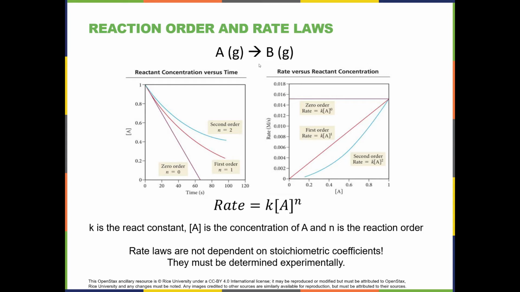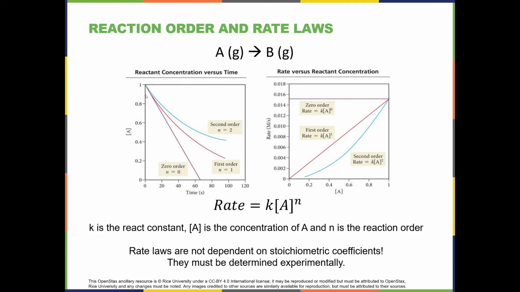There may be some intermediates, C and D, that have to form along the way, which is why rates can't be determined by stoichiometric coefficients. They must be determined experimentally. So let's look at these two different graphs. In the first case, we have concentration of A and time.